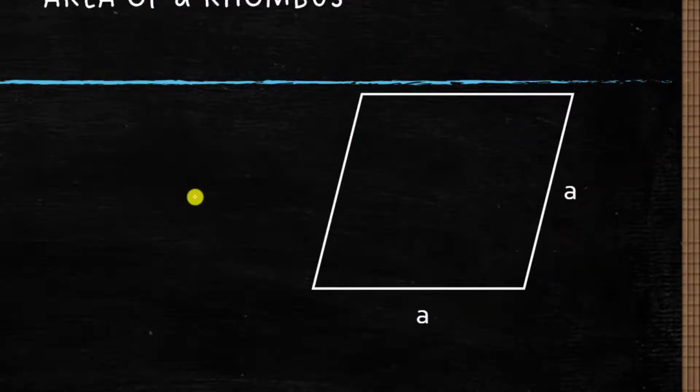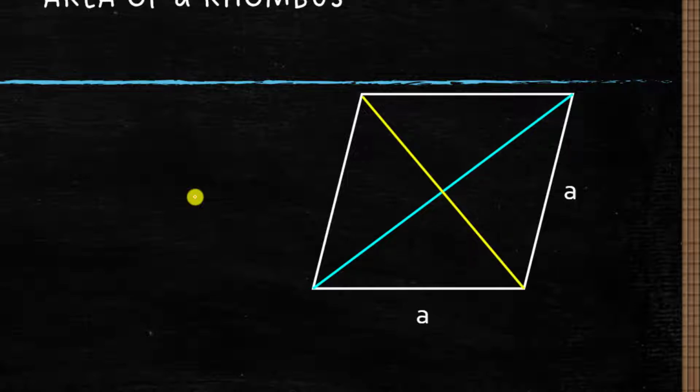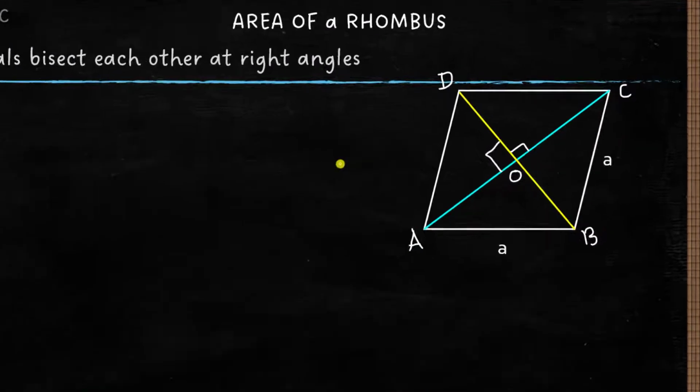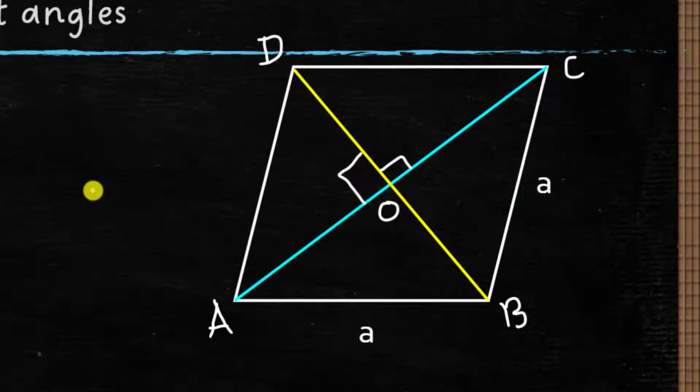Area of a rhombus. A rhombus is a parallelogram only. The sides of a rhombus are equal and the diagonals bisect at right angles to each other. Also, the diagonals bisect the rhombus and you get two congruent triangles. In this rhombus, if you consider the diagonal AC, then we get two congruent triangles, triangle ACD and triangle ACB. Again, if you consider the diagonal BD, then the congruent triangles are triangle ABD and triangle BDC.